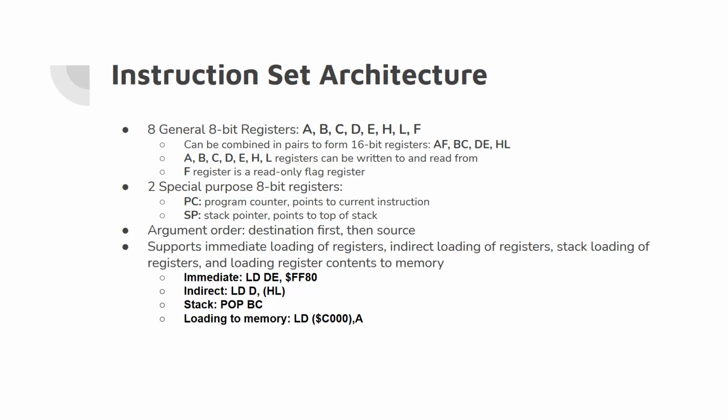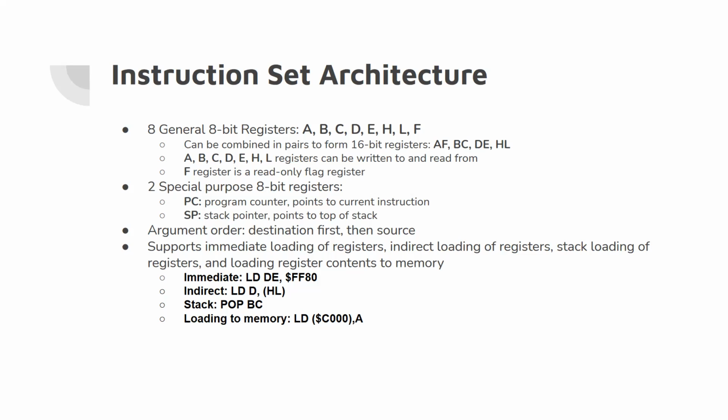So basically, when you're doing operations, you really only want to use A, B, C, D, E, H, and L. There are 2 special purpose 8-bit registers. So there's the PC, the program counter. That's basically to keep track of where you are in the ROM when you're executing instructions. It just points to the current instruction, and it helps the CPU keep its place in the program. And then there's the stack pointer, which points to the top of the stack.